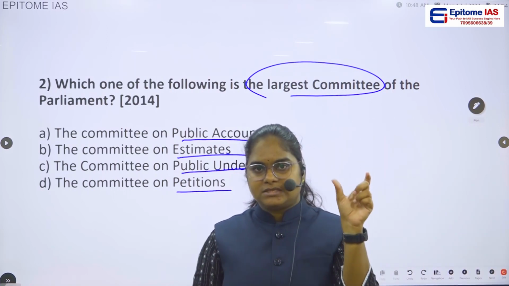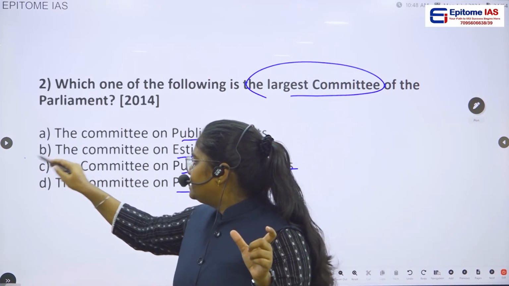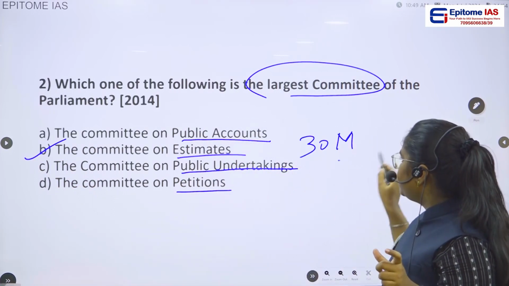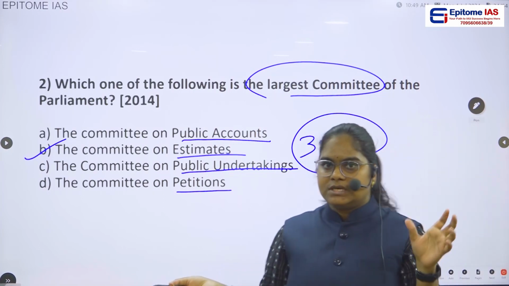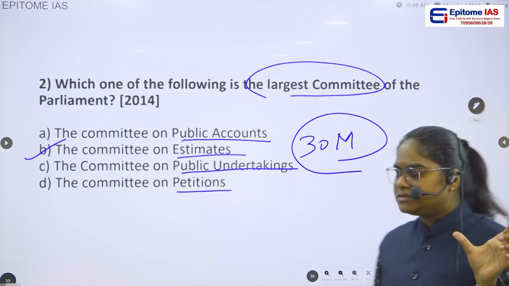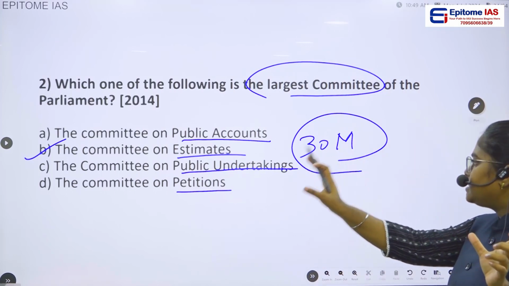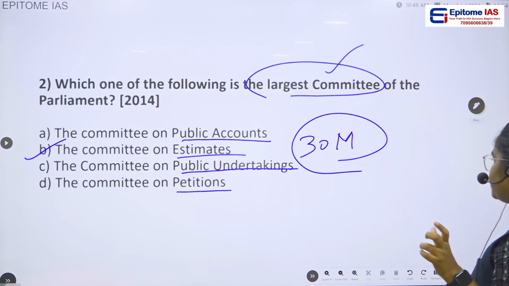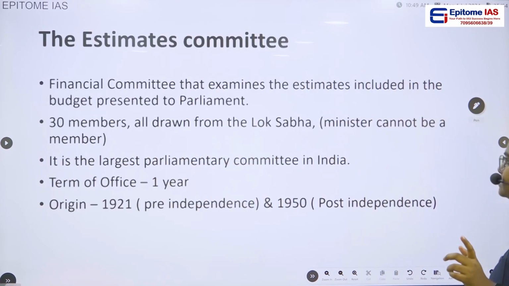So we have the largest committee, that is the Committee on Estimates. It has around 30 members. So when you compare it with other parliamentary committees, this committee will be having more members. So that's why this particular committee, the Committee on Estimates, is called the largest committee in the parliament. So option B is the correct answer.